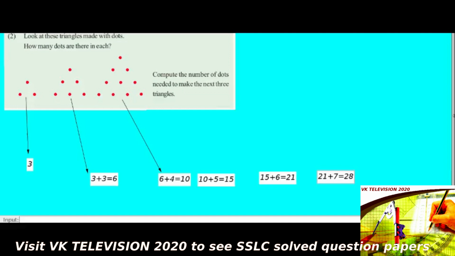So the number of dots is 3, 6, 10, and the next are 15, 21, 28. So 3 plus 3 is 6, 6 plus 4 is 10, 10 plus 5 is 15, 15 plus 6 is equal to 21, 21 plus 7 is equal to 28. Next is 28 plus 8 is equal to 36. Okay, 36 plus 9 is equal to 45.